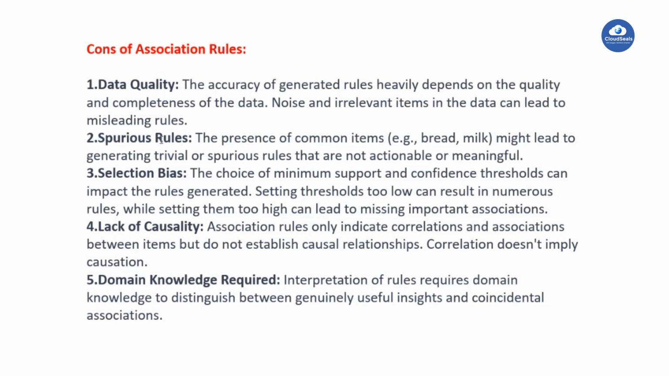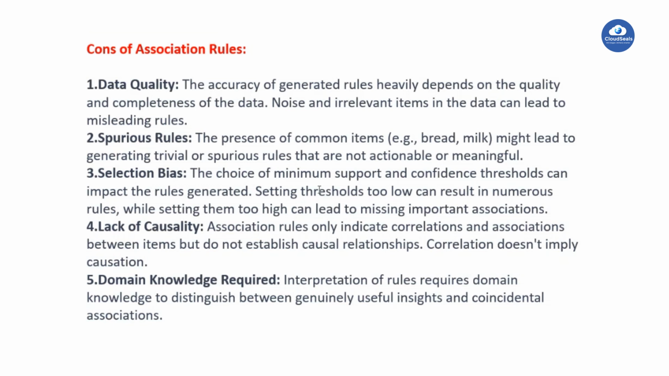We need to suppress useless rules. The presence of common items, bread and milk, might lead to generating trivial or spurious rules that are not actionable or meaningful. For example, let's take milk and bread. We assume that if someone bought milk and bread, he will go for diapers or Johnson's baby products. But maybe the customer's relatives, their parents or siblings, are suffering from a fever, so he will come and buy the bread and milk. If we suggest a diaper or some other Johnson's baby product, what will happen? He will buy only those two and then leave. So sometimes due to that problem we get some spurious rules which are not meaningful.